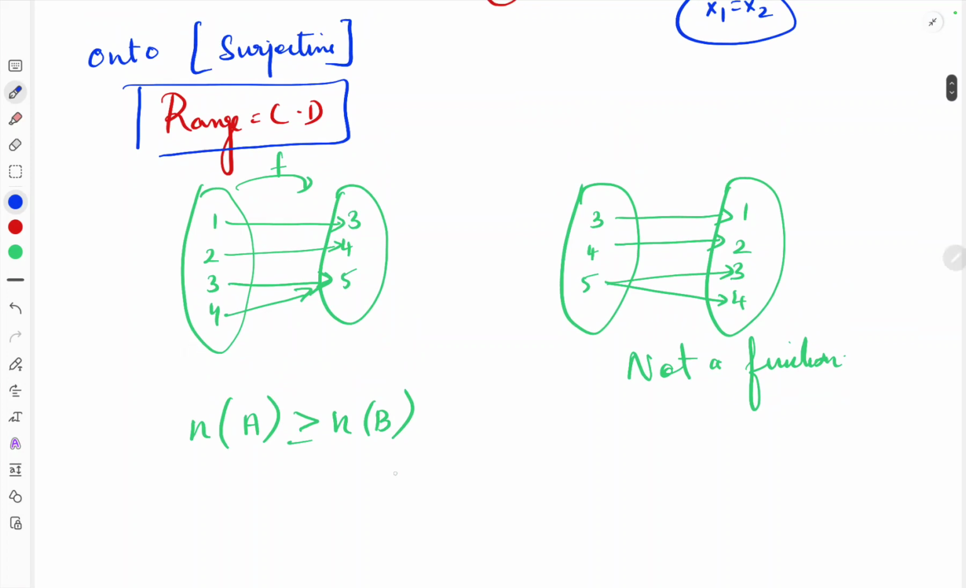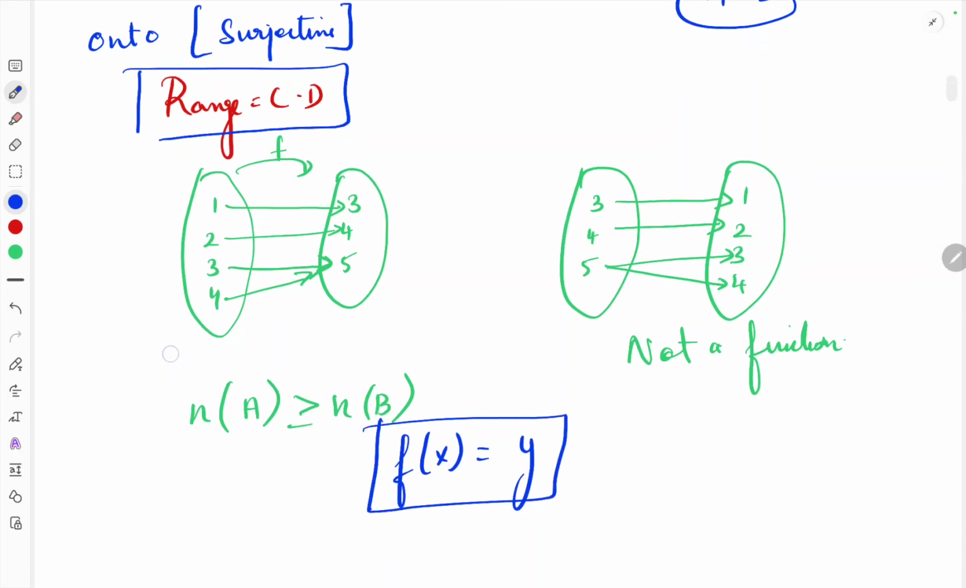So for onto, we just have to check for all the elements, f of x equal to y. This y is all the elements in the codomain. Any element I take from the codomain, the corresponding x should be there in the domain. If we have it like that, then we call it an onto function.